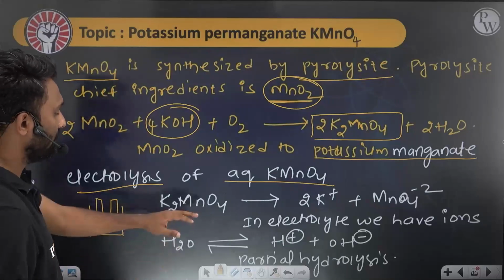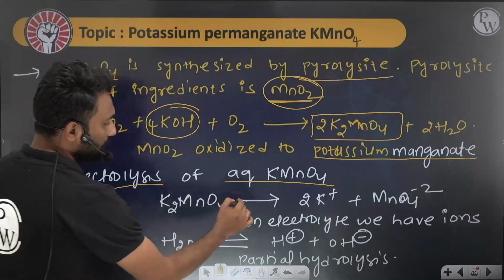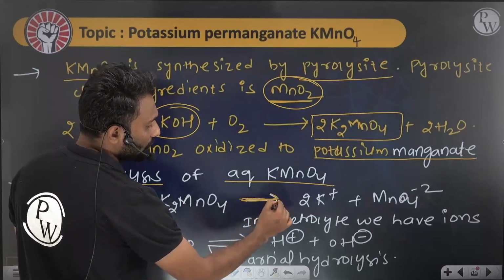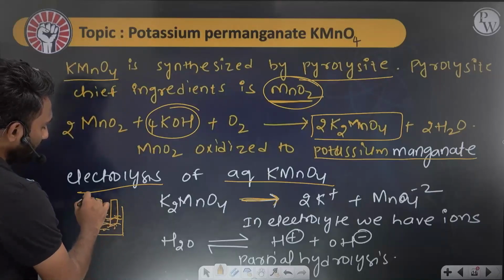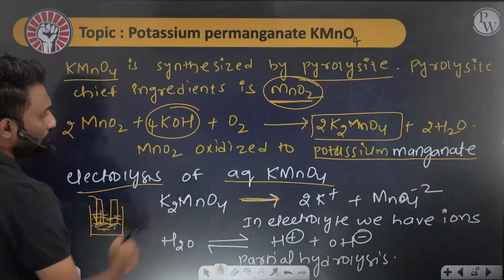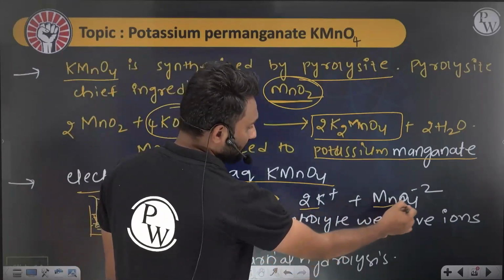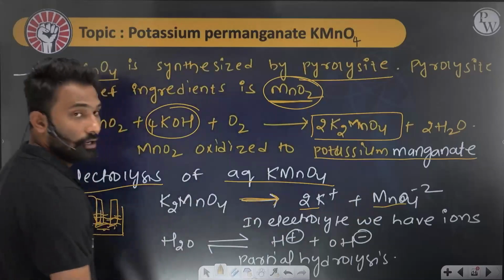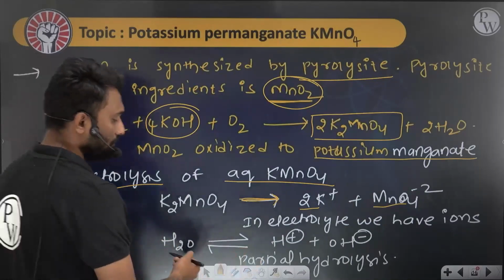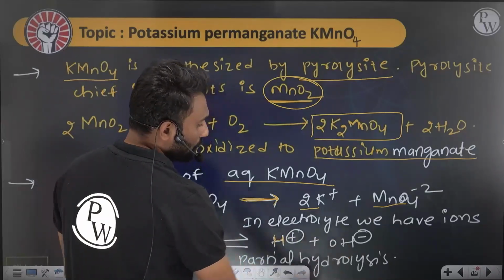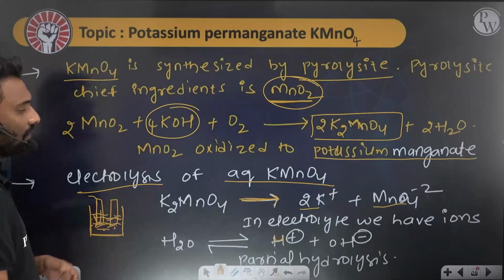Now here I am taking potassium manganate. In the electrolysis, it will be converted into ions. Here there is an aqueous solution, H2O. If I drop potassium manganate in it, it will be converted into K plus and MnO4 minus 2. Now the water is partially hydrolyzed into H plus and OH minus, in electrolysis only.